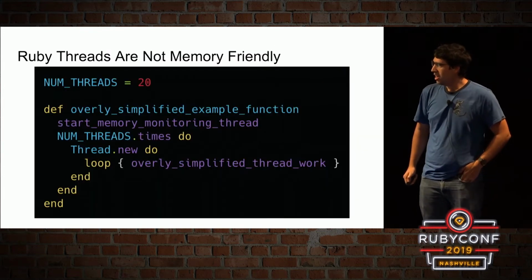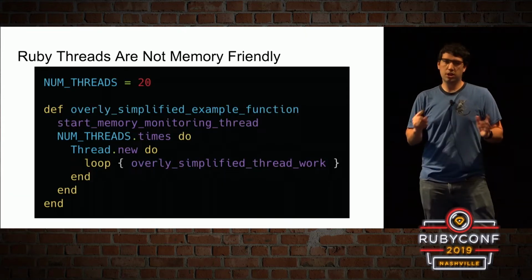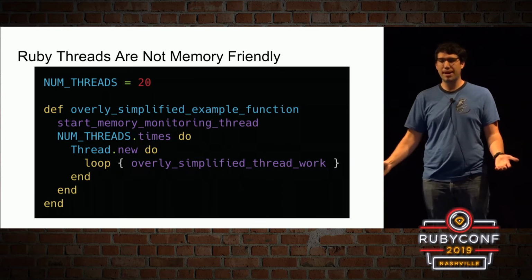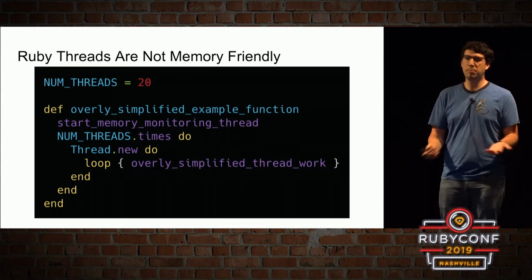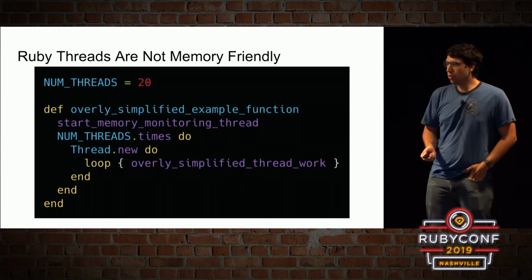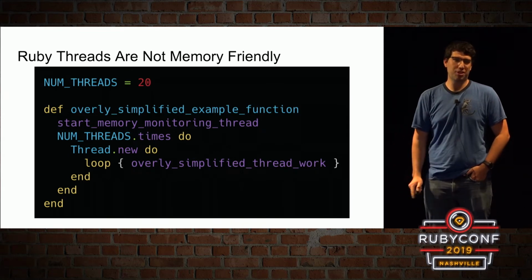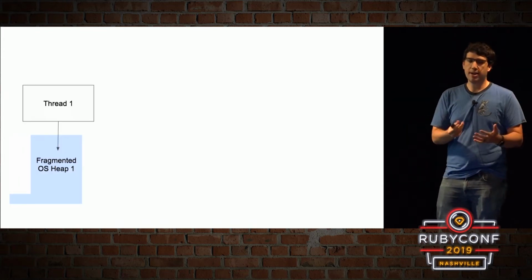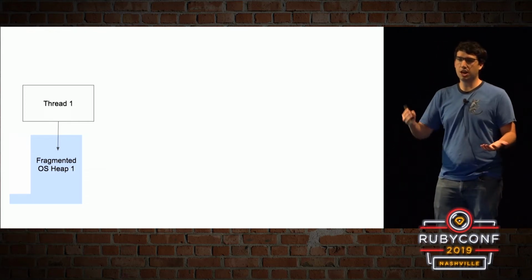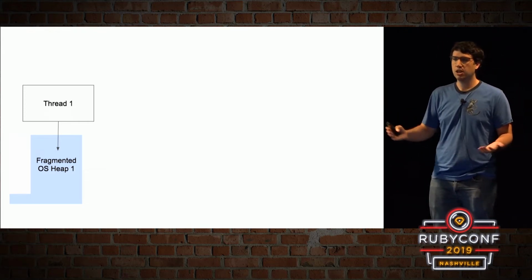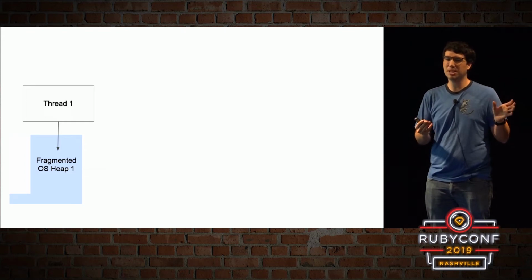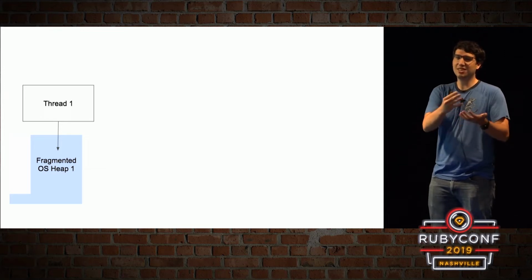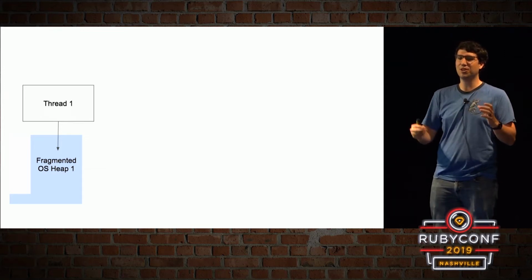So going back to our example, this would already be bad, but this talk is about parallel Ruby. So where does parallel come in here? It turns out Ruby threads are not very memory friendly. When we're doing this for each thread, we have our thread, we have our fragmented OS heap. Remember, we just talked about how our OS heap can get really fragmented. Your Ruby heap can too, but it's much less likely because every single thing is 40 bytes. When everything's the same size, it's very easy to fill in gaps.